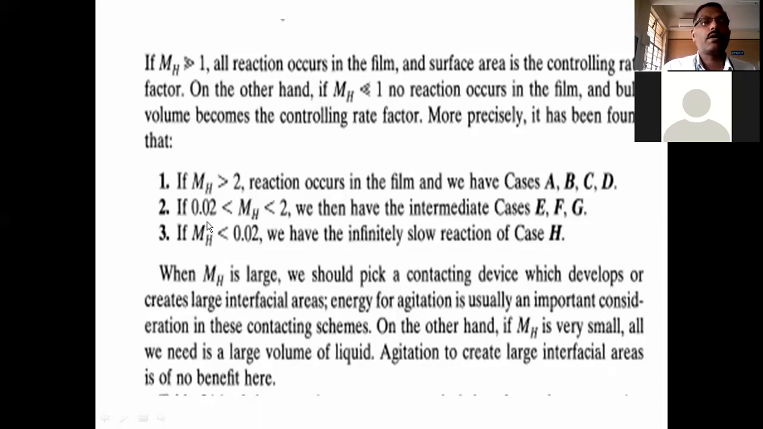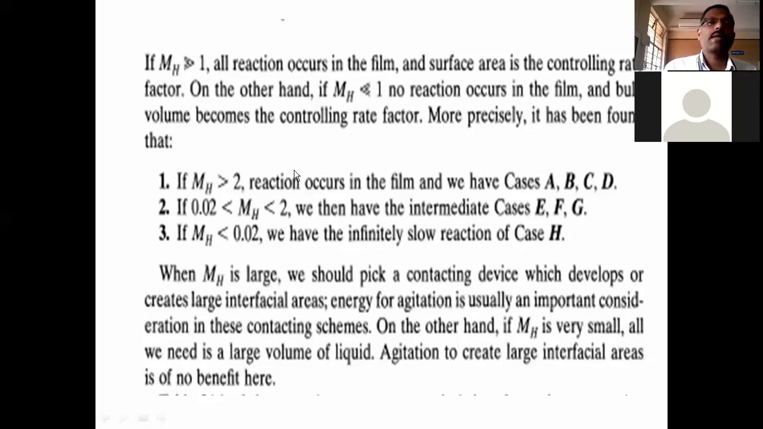If MH, or film conversion parameter, is between 0.02 and 2, meaning greater than 0.02 and less than 2, then we have the intermediate cases, which are cases E, F, and G. Here the reaction occurs in the film as well as in the bulk of the liquid. And if the film conversion parameter is less than 0.02, then we have the infinitely slow reaction, which is case H.